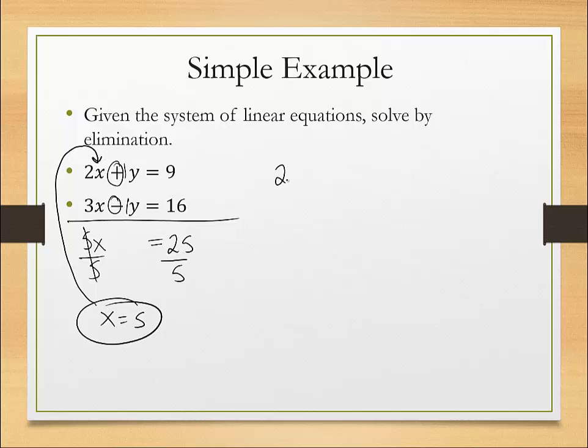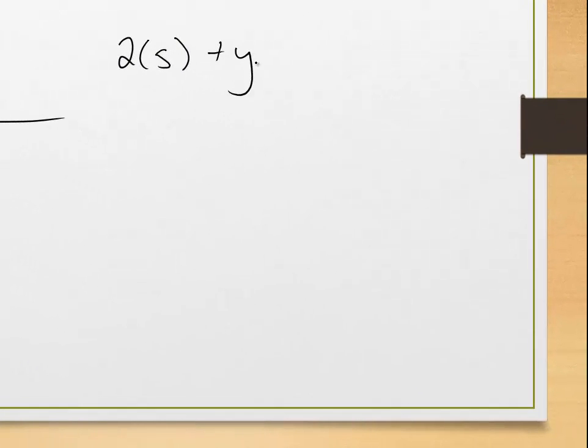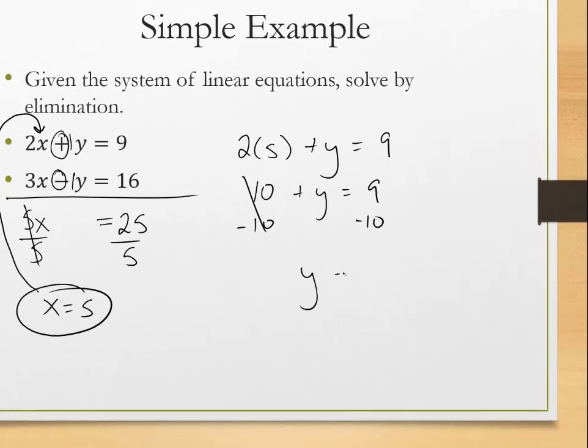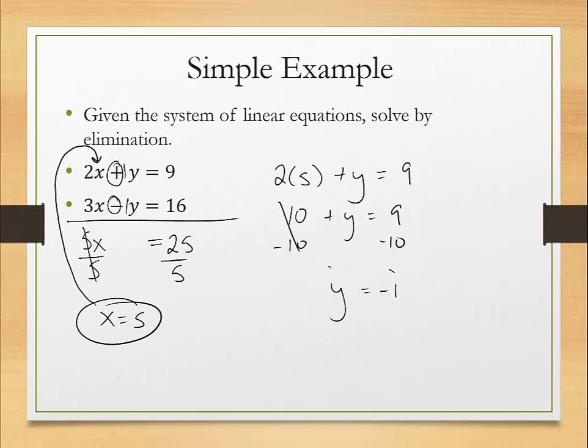So we're going to have 2 times x, which is 5, plus y equals 9. 2 times 5 is 10, plus y equals 9. Then to get y by itself, we subtract 10 from both sides. That cancels, and we're left with y equals 9 minus 10, which is negative 1. And that's independent since we have a solution.